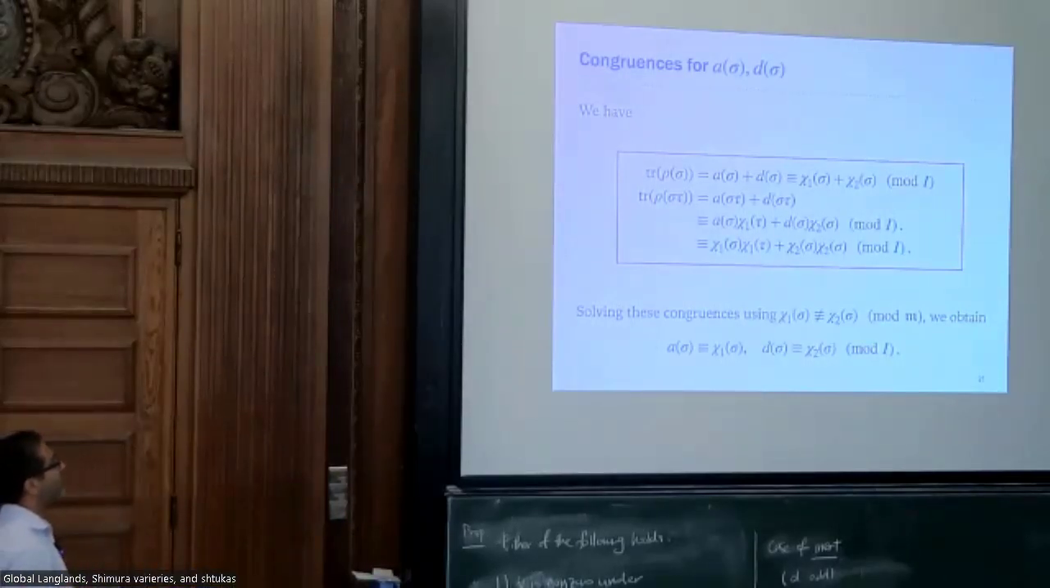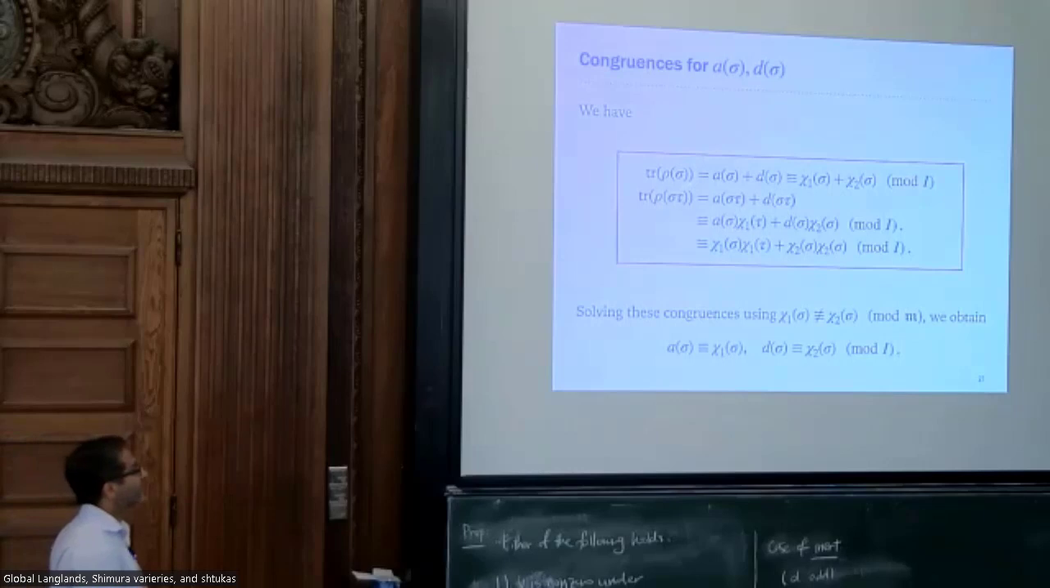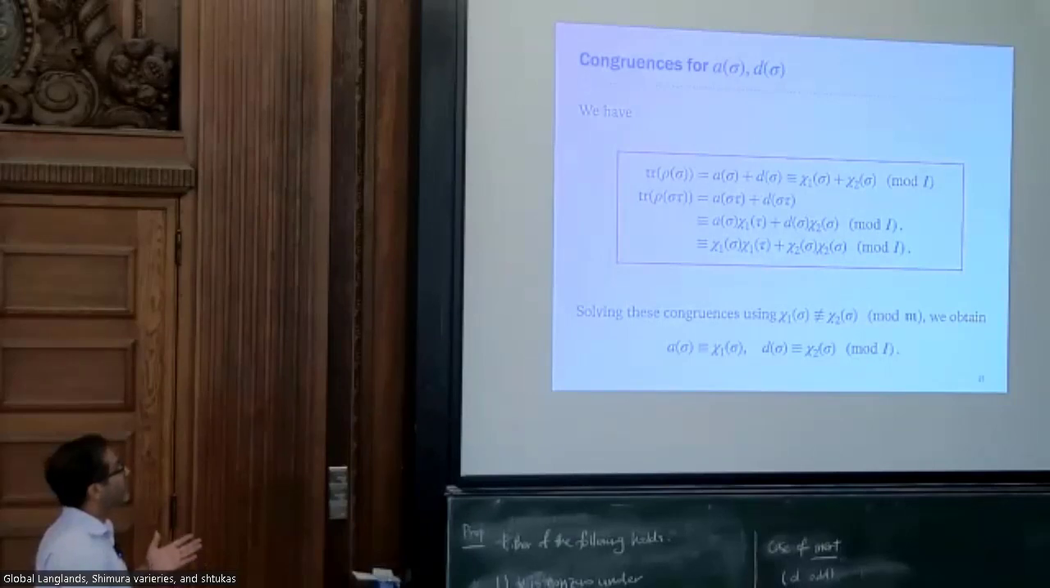Then the trace is A plus D, and you're given the assumption that the trace is congruent to chi1 plus chi2. Now, because of the special basis we've taken for tau, if you think about what rho of sigma tau is, the trace of that is A of sigma chi1 of tau plus D of sigma chi2 of tau. But of course, we have the same assumption about rho of sigma tau, that its trace is congruent to chi1 plus chi2. So you have this congruence as well.